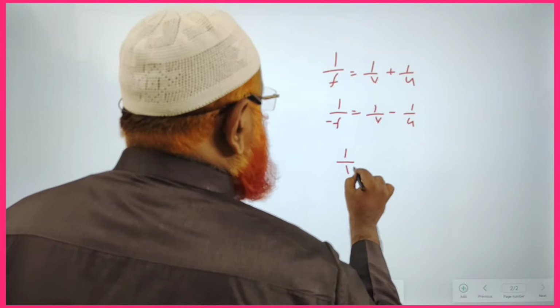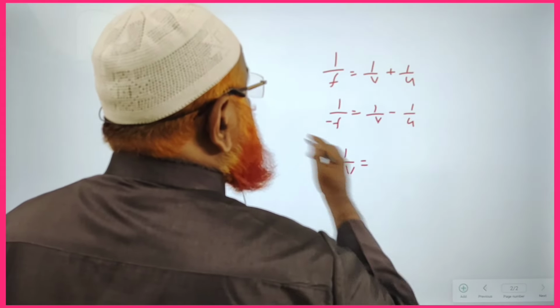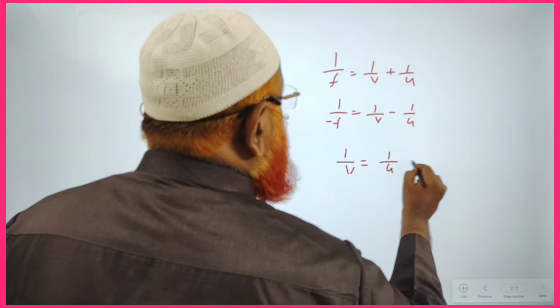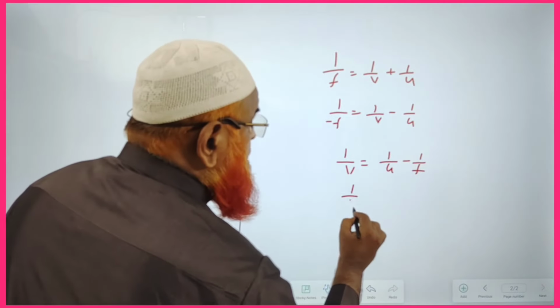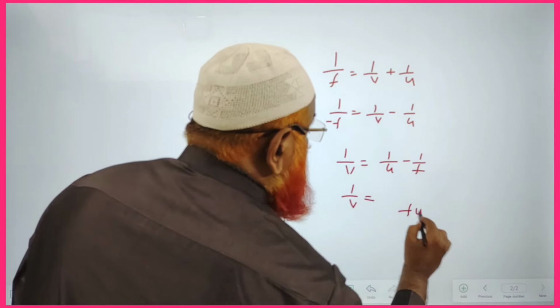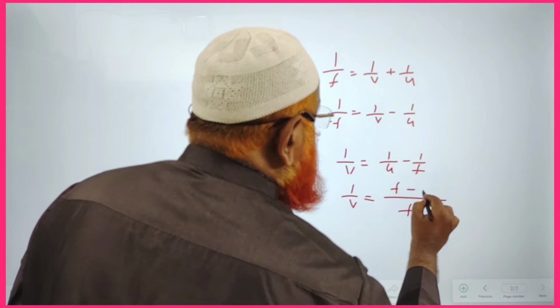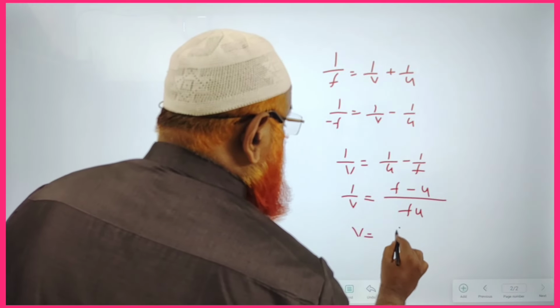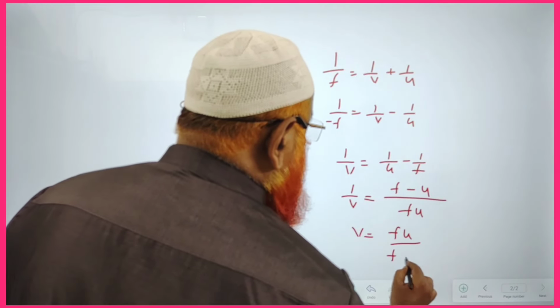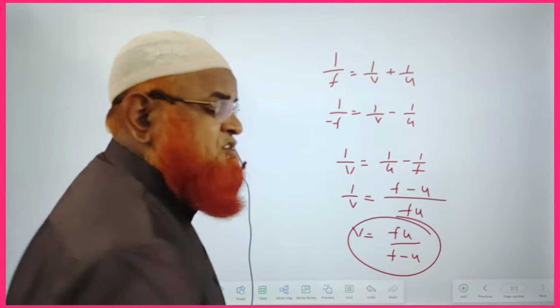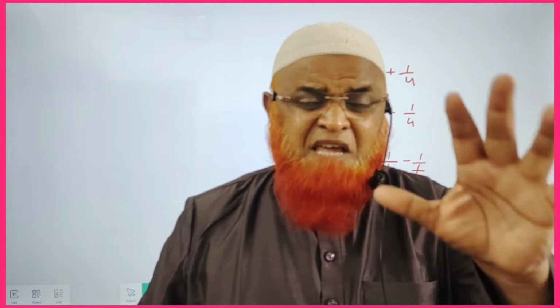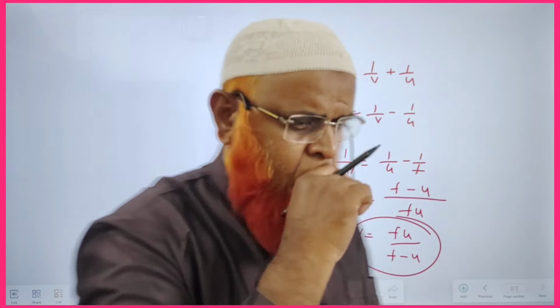From this it is understood that 1 by v is equal to, you take to the left side, 1 by f minus 1 by u, which is u minus f by fu. So therefore v is nothing but fu by f minus u. This is a shortcut formula to find out the image distance.